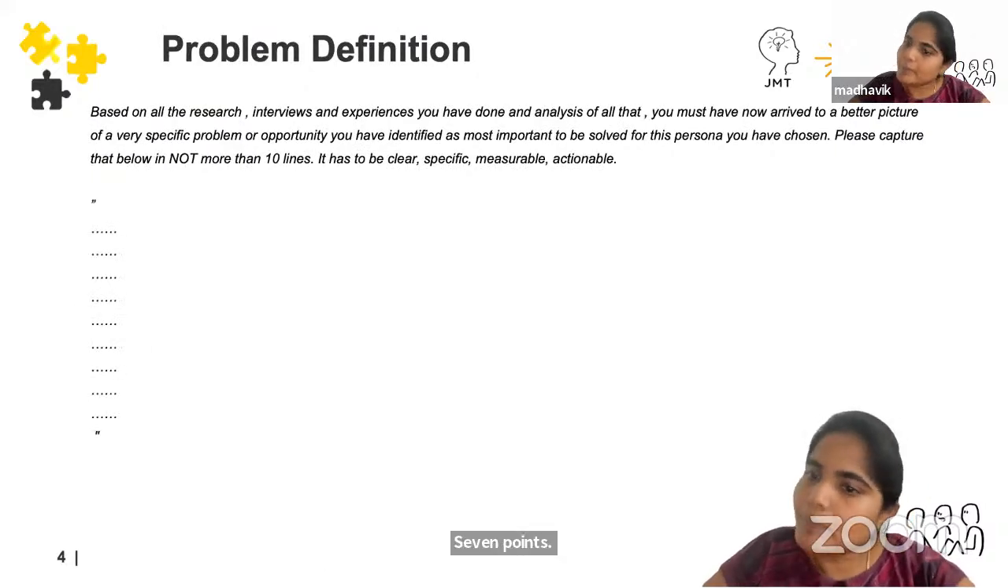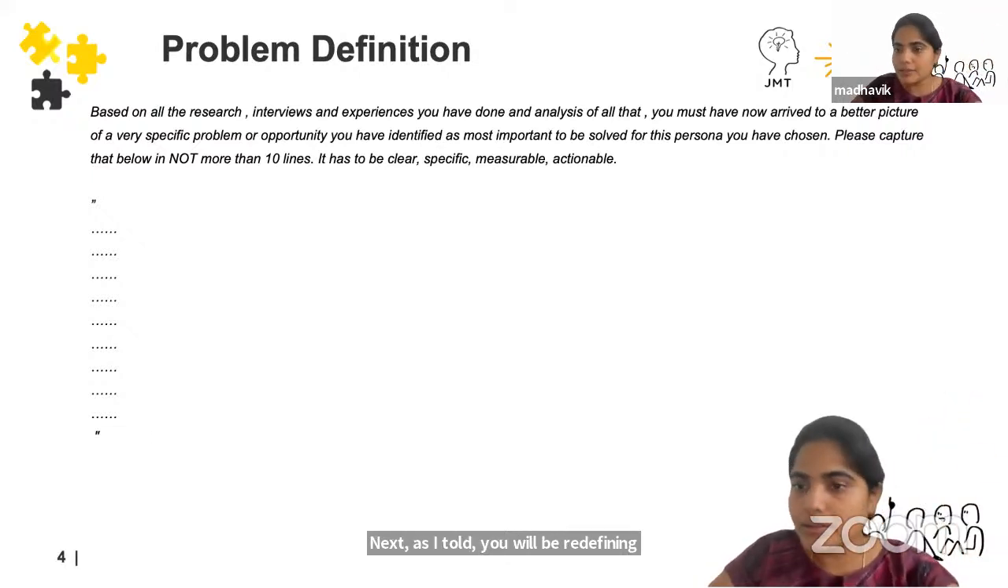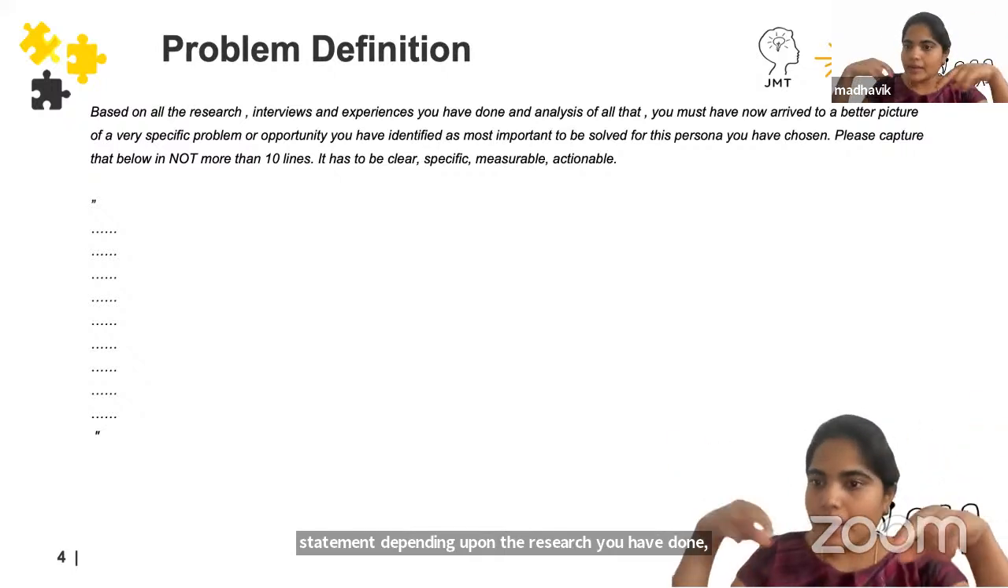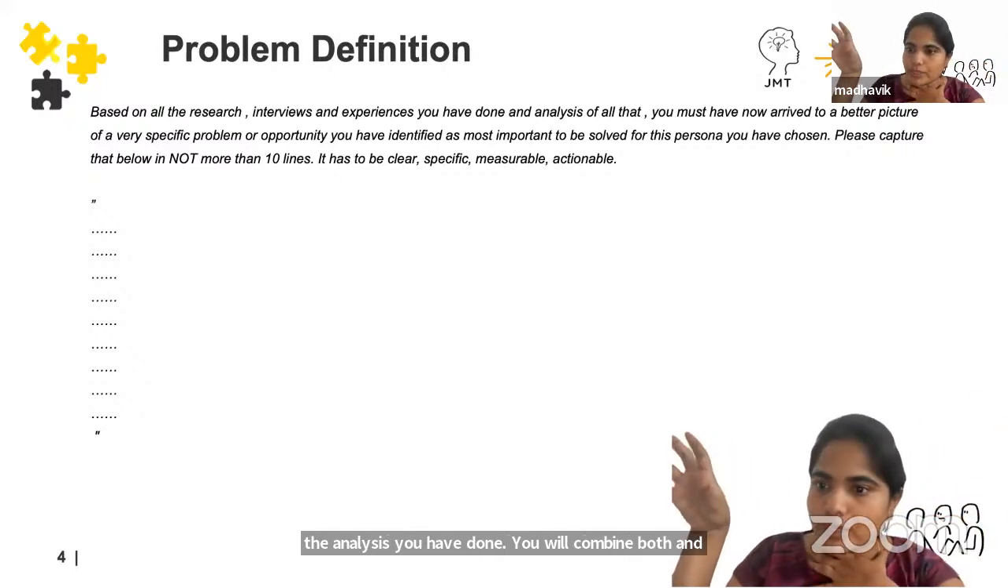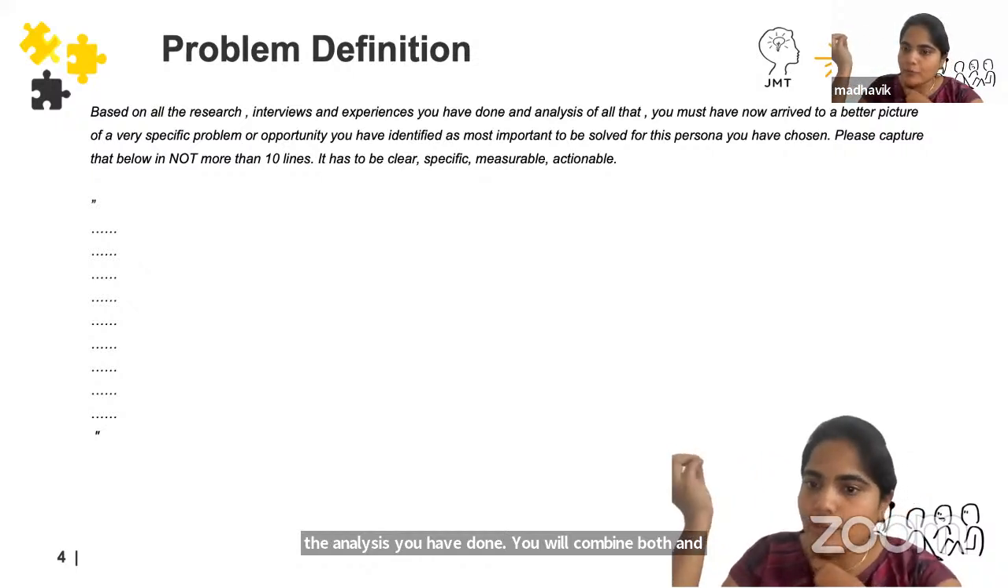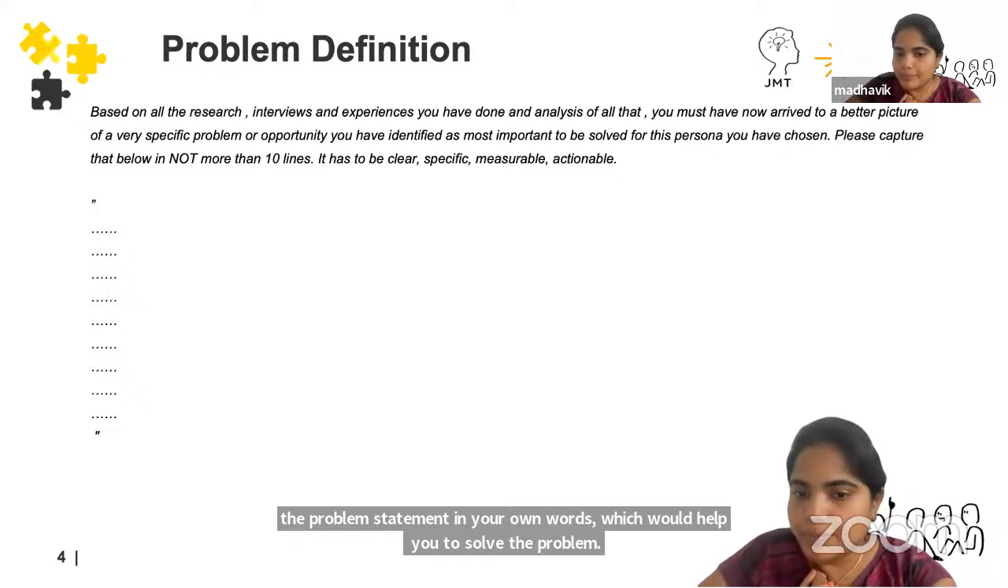Next, as I told, you will be redefining the problem statement depending upon the research you have done and the analysis you have done. You will combine both and rewrite the problem statement in your own words, which would help you to solve the problem or get an idea for your problem.